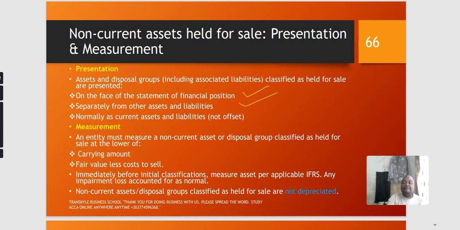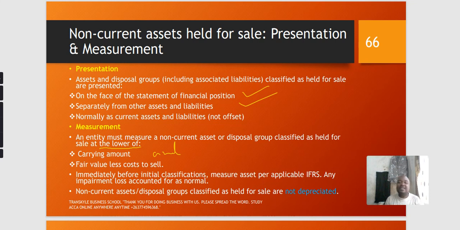Now, measurement. An entity must measure a non-current asset or disposal group classified as held for sale at the lower of. Please be careful about these terms. At the lower of carrying amount and fair value less cost to sell. So you can see that here the value in use is out of place, it's not considered here. This is IFRS 5.